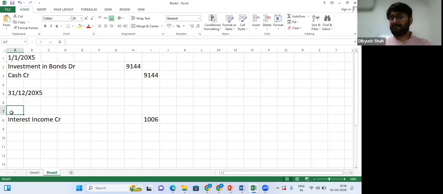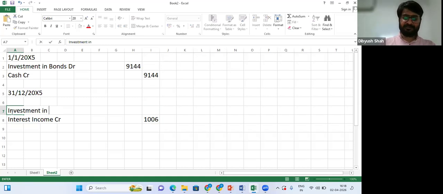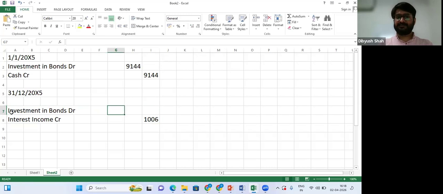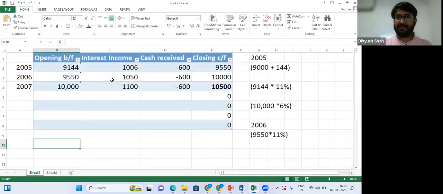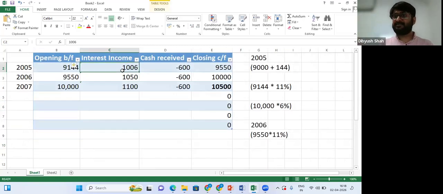Now what should I debit? Have I received cash? No. It will increase the carrying value of the bonds. Investment in bonds, debit 1,006. That is how the bond's value is increasing, and that's why we are adding it in this table. Because the asset is increasing in value. For me, it's an asset, I'm an investor. For the company, the borrower, it's a liability.